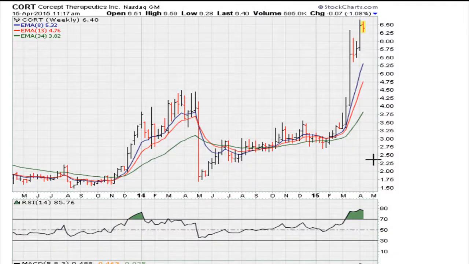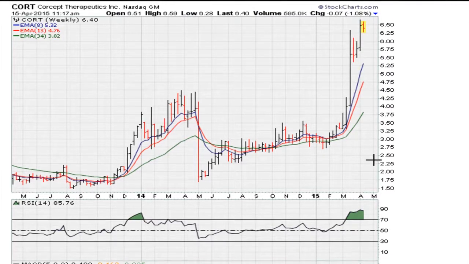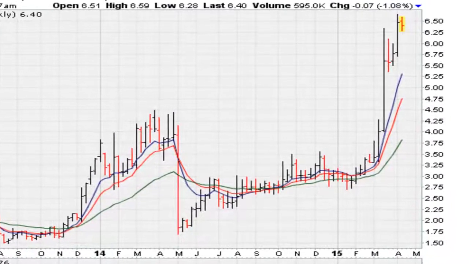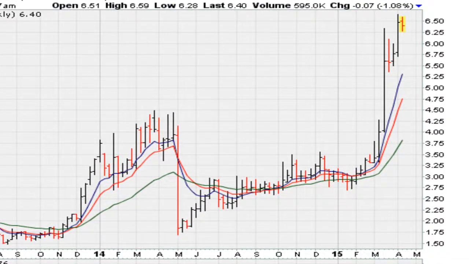Eric Muathe with Muathe.com with what I believe is the last installment in this series of how to time stocks on a daily chart, weekly or monthly chart if you missed any of the time frames. So let's take a look at three stocks.